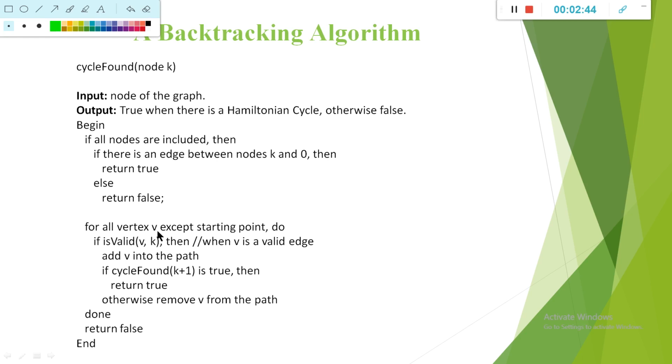For all the vertices v except the starting point, do: if edge is valid (v, k), then add v into the path. Then, if cycle found (k+1) is true, return true. Otherwise, remove v from the path. Done. This is a loop we are executing. These statements are repeated till you visit all the nodes in the graph exactly once. Else return false, and this is the end of the algorithm.